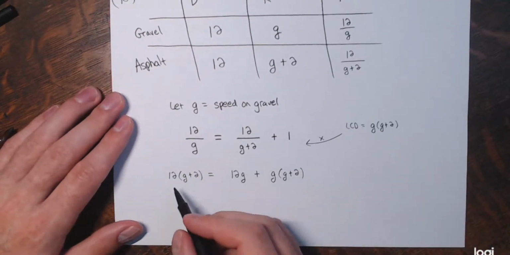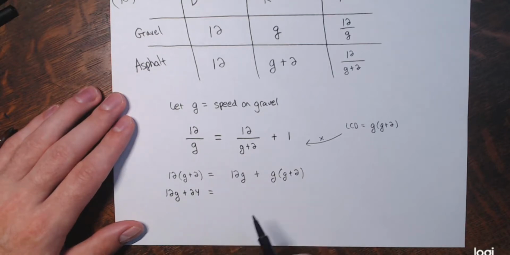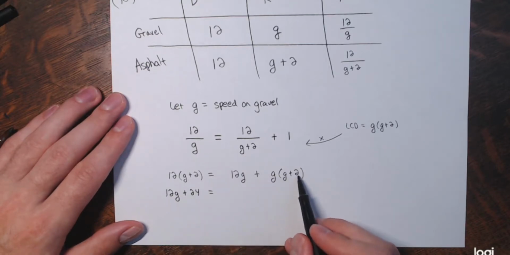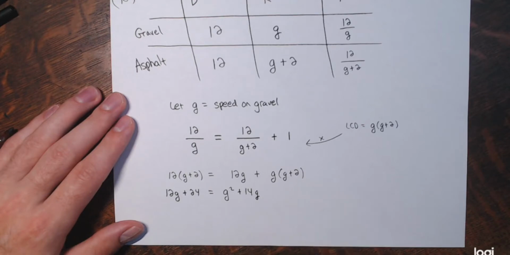So left side, I have 12G plus 24. And the right side, I have G squared plus 14G. You have 12G here, 2G there. Alright, then I would take everything to the right and then we'll switch sides. So we'll have G squared plus 2g minus 24.